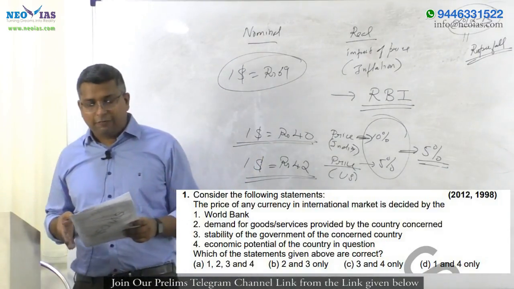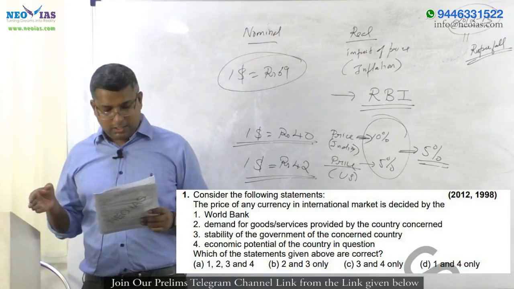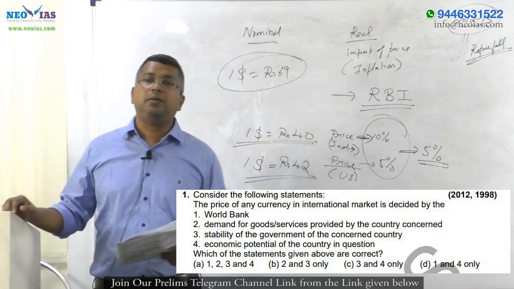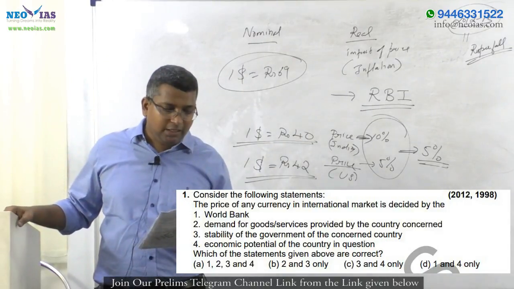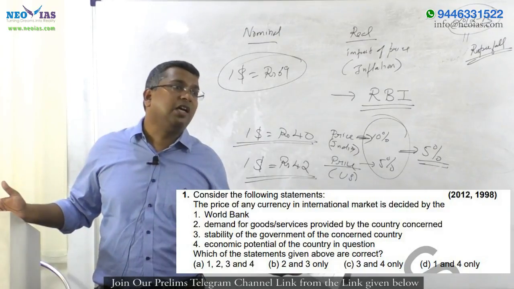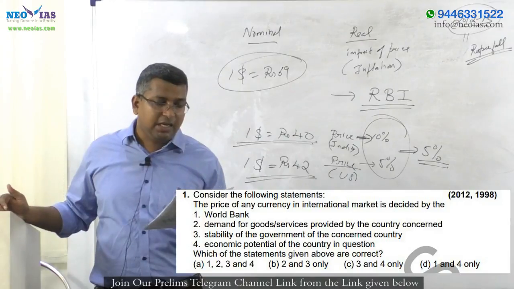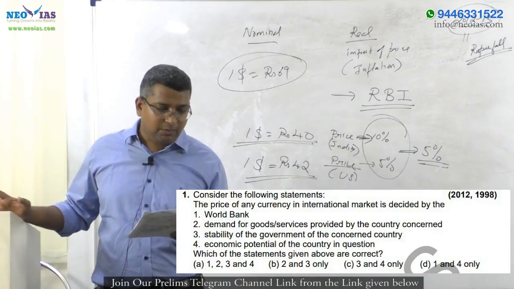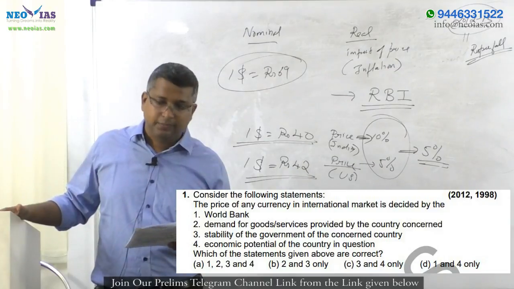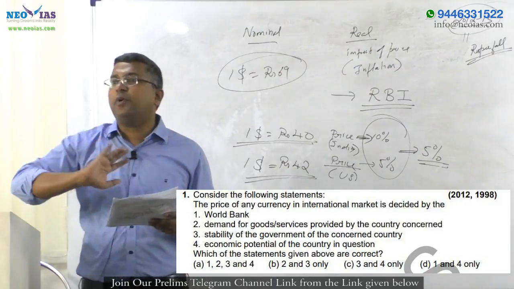Now the price of any currency in international market is decided by, its first statement is correct? World Bank, is it correct? Does World Bank determine the price of any currency in international market? No, it is the market forces. Market forces of demand and supply determine the price of any currency in international market. So first statement is wrong. If first is wrong, which choices can you eliminate? A and D, because A is having 1, D is having 1.